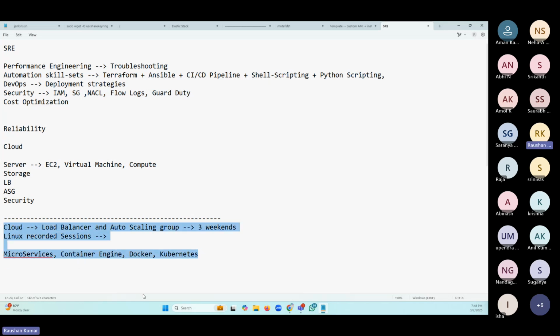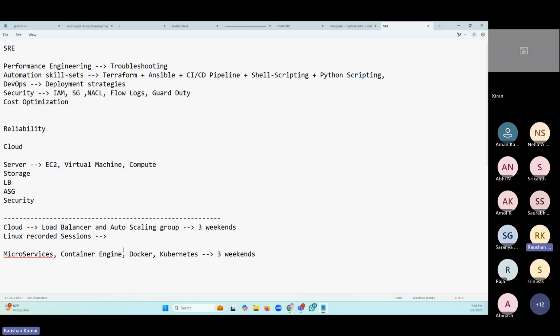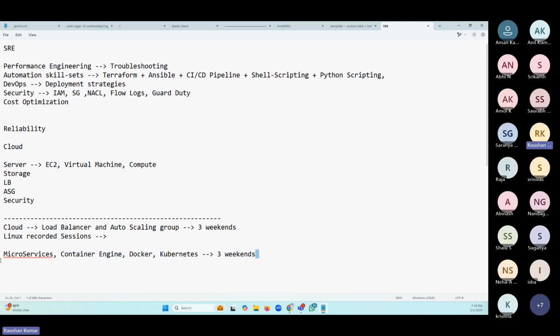Once again, this is going to take a complete 3 weekends, maybe more, but 6 sessions are definitely required. It can be 7 sessions also, but 6 to 7 sessions.